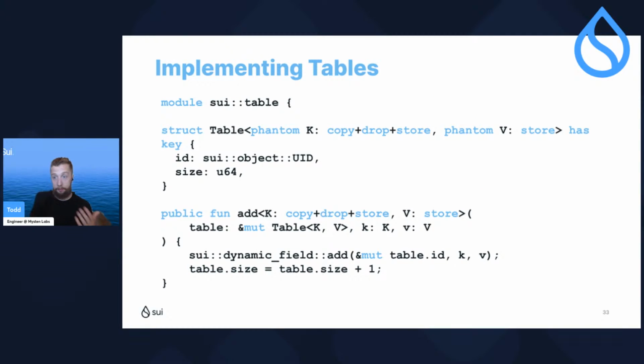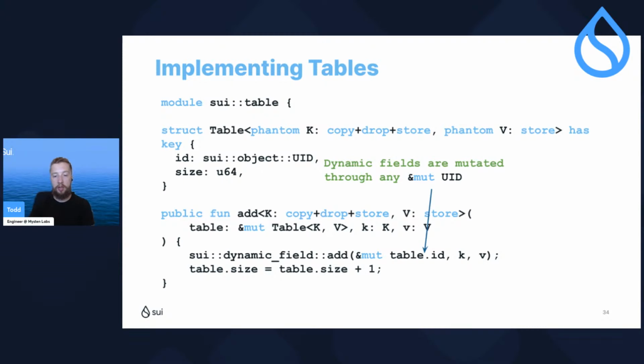So just to briefly look at how we implement this, and these are real snippets of source code. The table abstraction is actually a really simple layer on top of dynamic fields. So when we want to add something to the table, all we do is use the dynamic field API of adding a new dynamic field, and then we increment the count of the table.